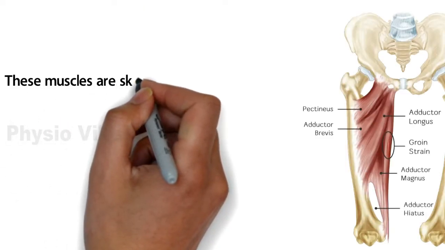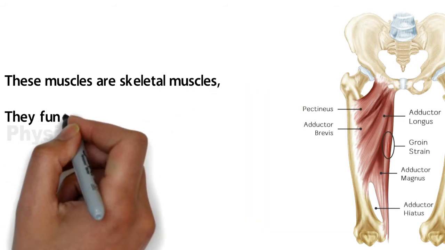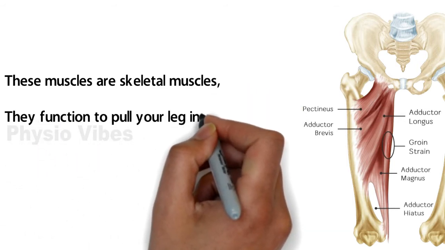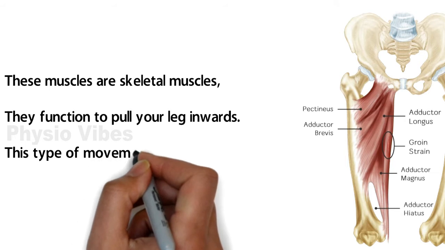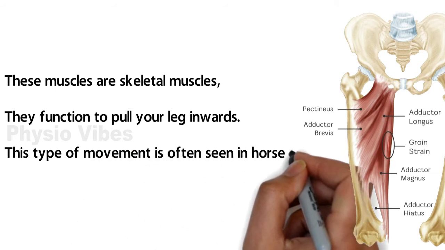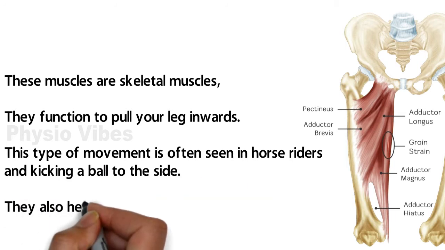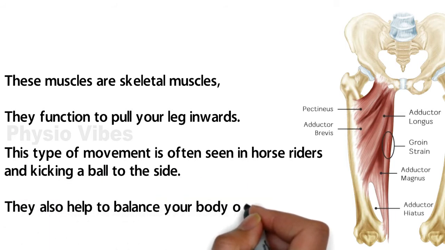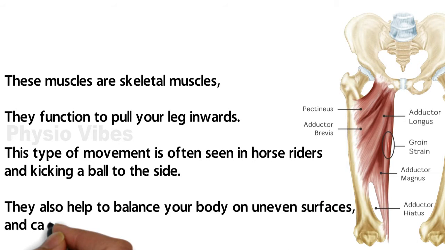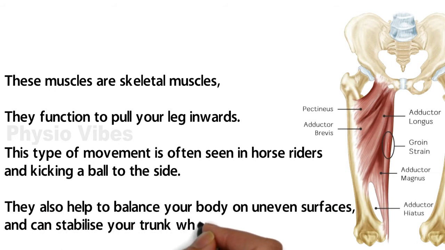These muscles are skeletal muscles. They function to pull your leg inwards. This type of movement is often seen in horse riders and kicking a ball to the side. They also help to balance your body on uneven surfaces and can stabilize your trunk when moving laterally.